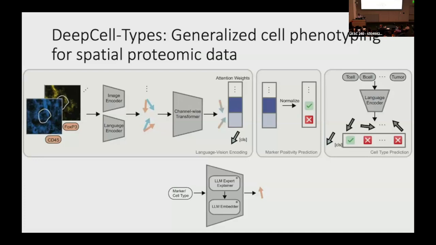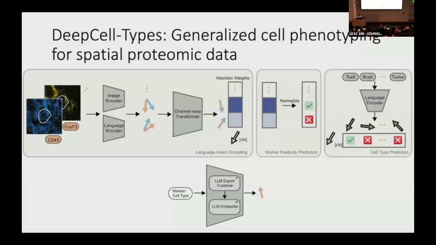So the first step is we ask a language model, hey, what do you think about this marker? Tell us everything that you know about it. You get a couple sentences long summary about a given marker, and then there's a second language model embedder, which takes that summary and creates a vector summary of what the language model thought. And of course, we curate this to make sure that the language model isn't hallucinating information that's not factually correct about any given marker. We also do this process for the cell types.